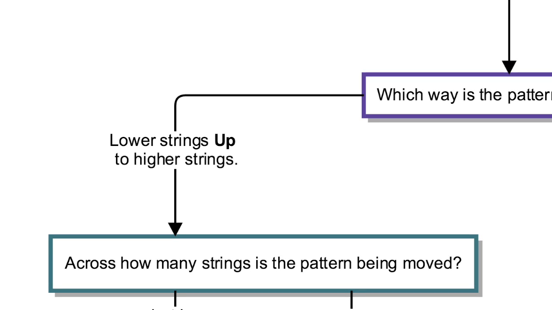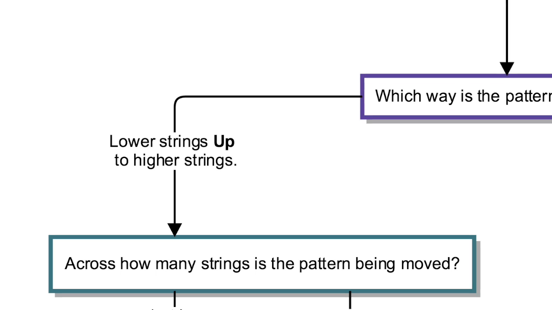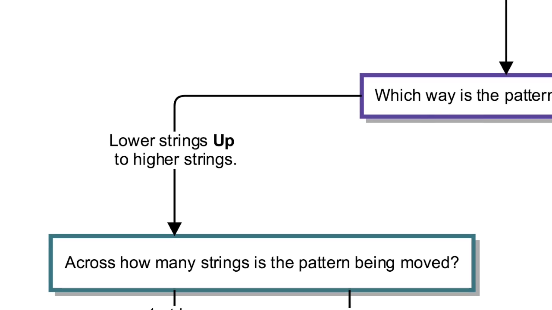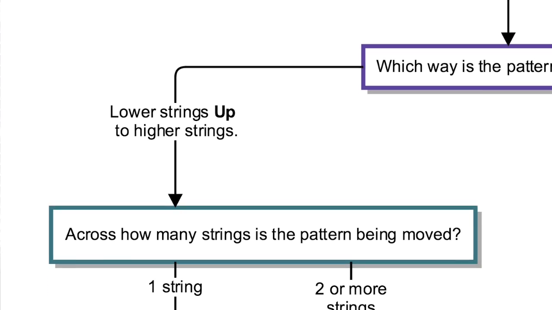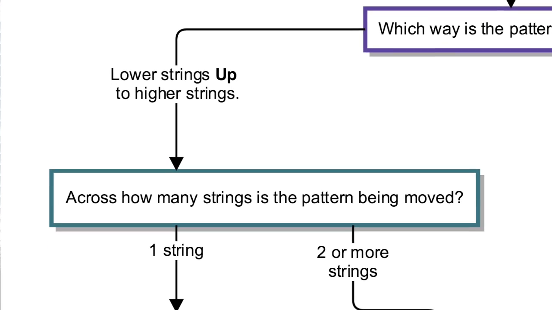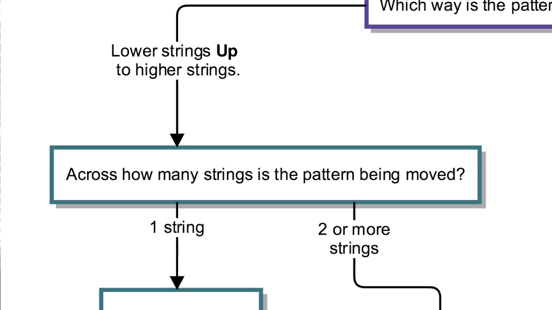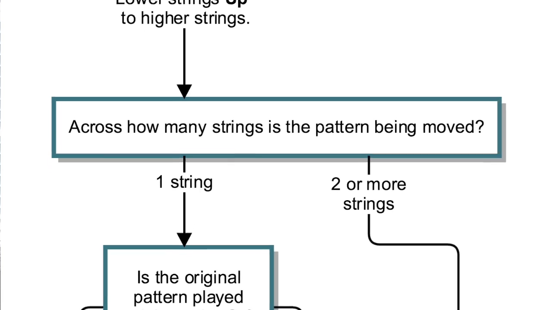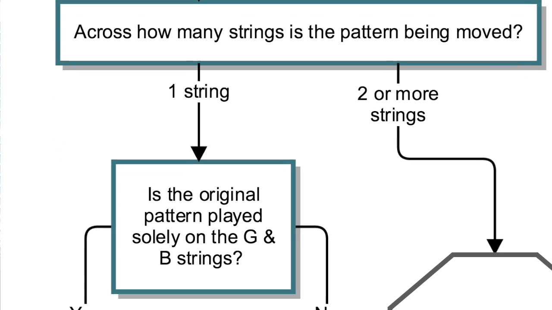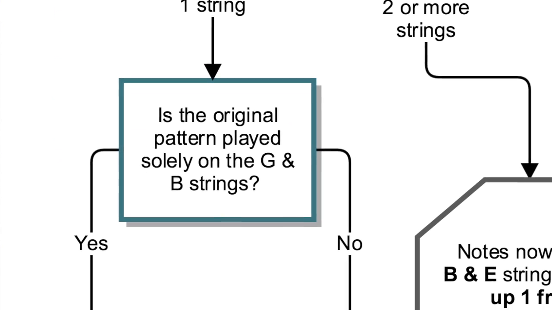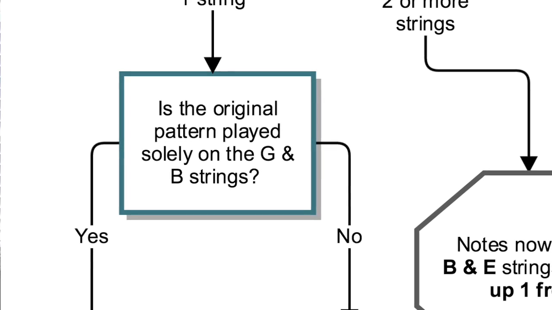We're going lower up to higher. So we're going to follow up to that next question. Across how many strings is the pattern being moved? The pattern is being moved across one string. We've got one additional question, and you're not going to run across this very often, and that's, is the pattern played solely on the G and B strings? It's not in this case.